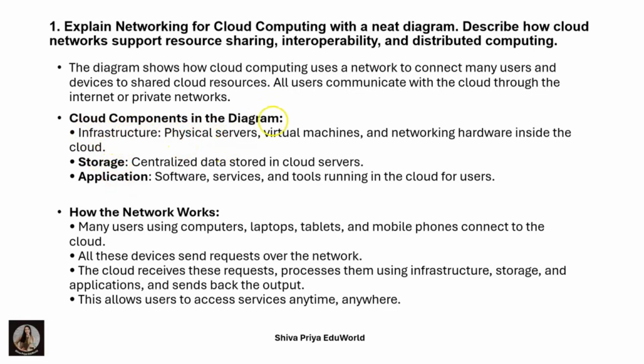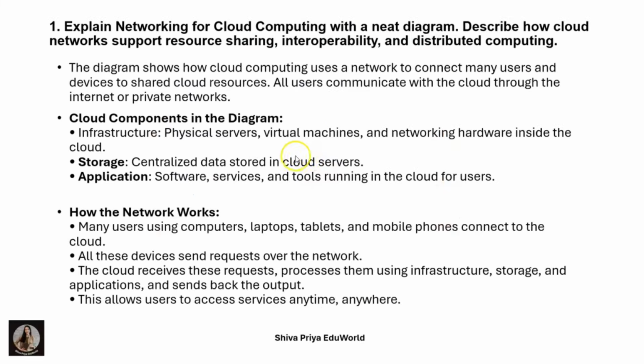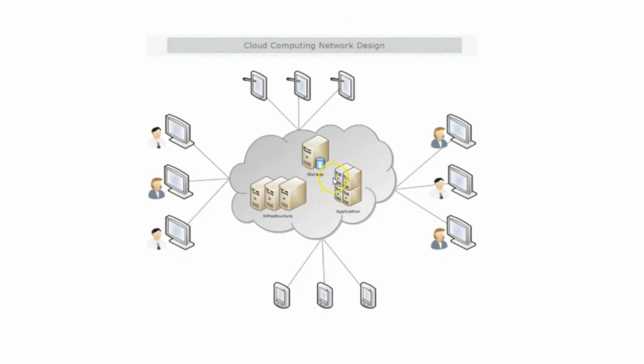Infrastructure means the physical servers, virtual machines and networking hardware inside the cloud. The storage devices hold centralized data stored in the cloud servers. If you observe, I can see the storage device inside the cloud servers. And the applications are software, services and tools running in the cloud for users. Here we have the applications.